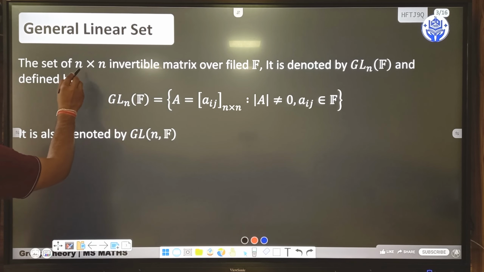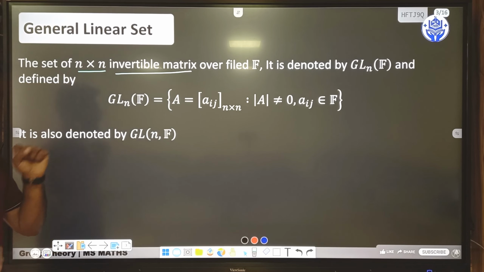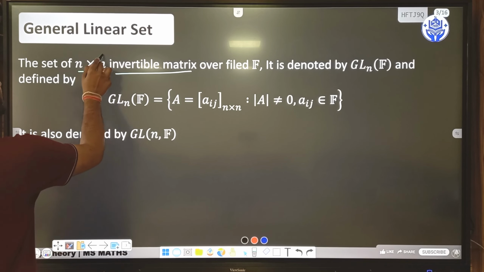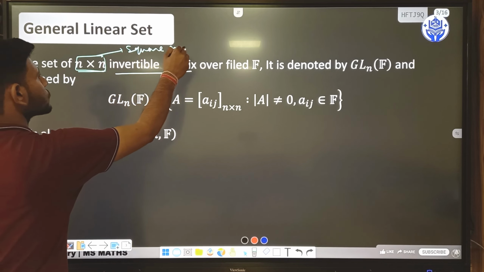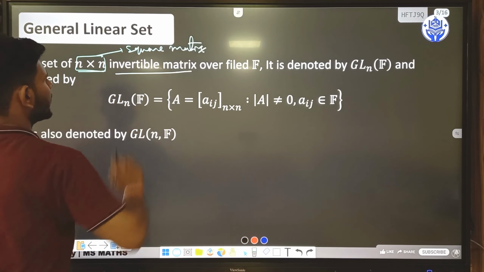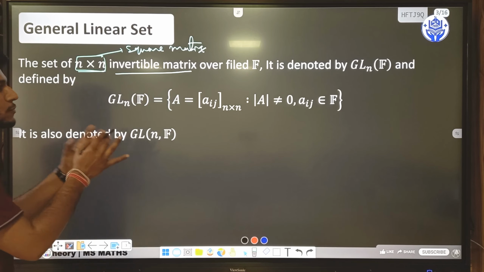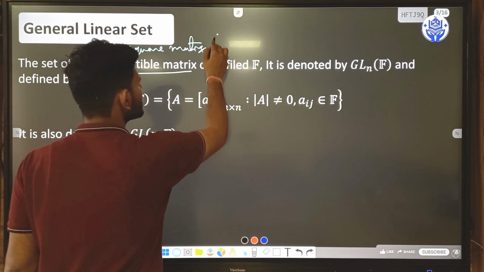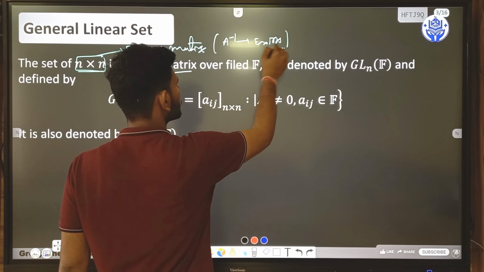So, the set of n cross n invertible matrices. Whatever n cross n means, it should be a square matrix. And what is the meaning of an invertible matrix? A matrix whose inverse exists. It means that A inverse exists for the matrix.